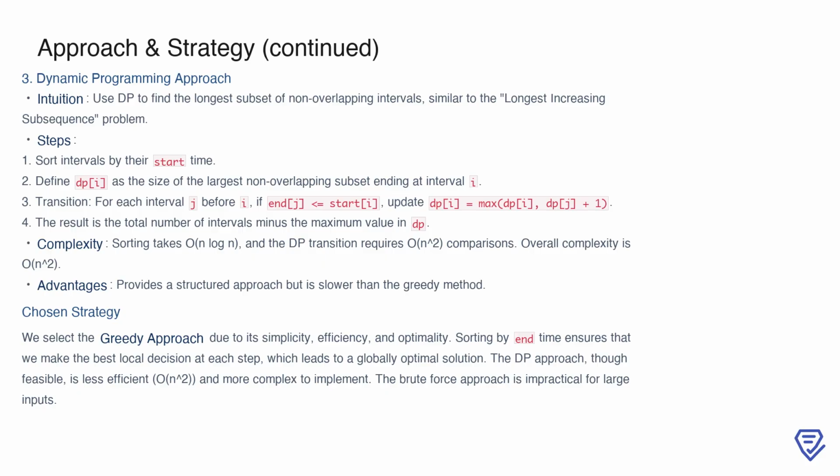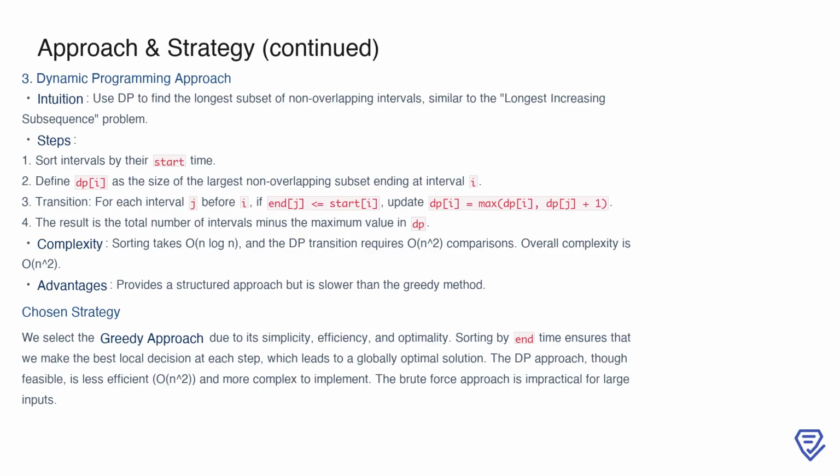First, we sort the intervals by their start times. Then, we define a DP array where each entry, DP[i], represents the size of the largest non-overlapping subset ending at interval i. To compute DP[i], we check all previous intervals, and if one ends before the current interval starts, we update DP[i] as the maximum of its current value and DP[j] plus 1.